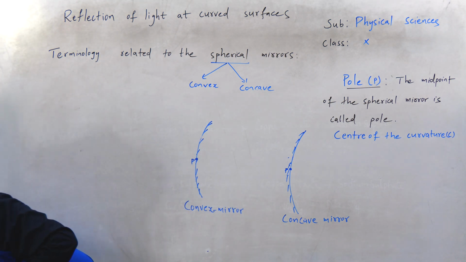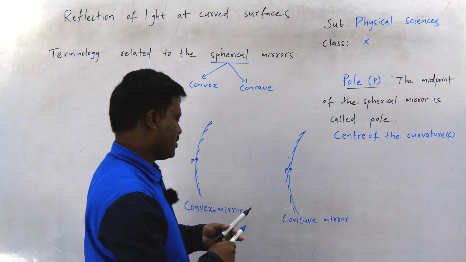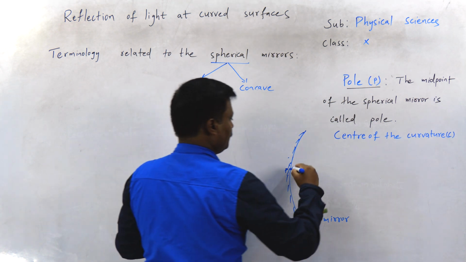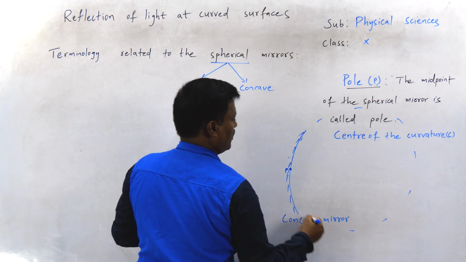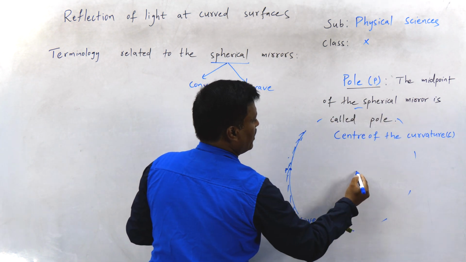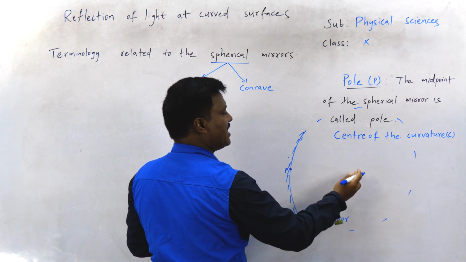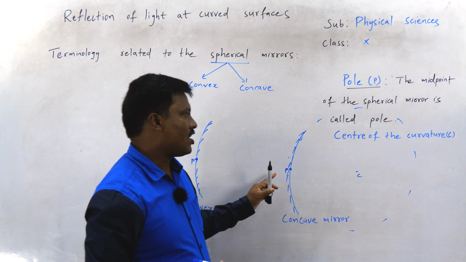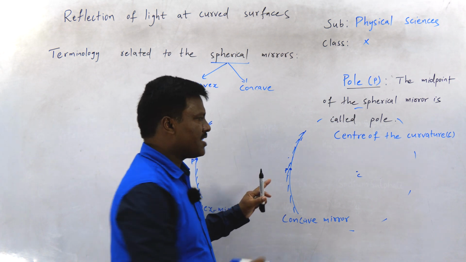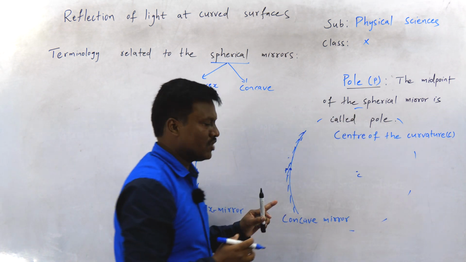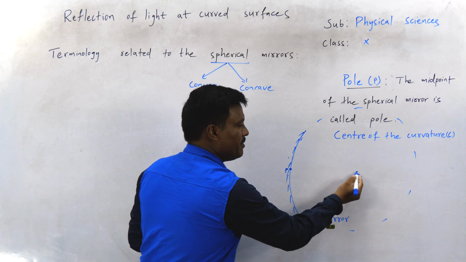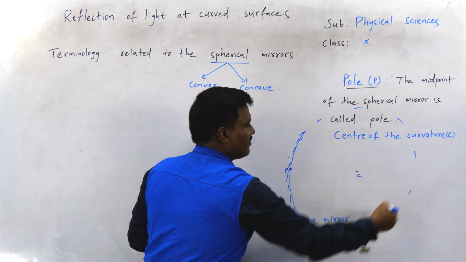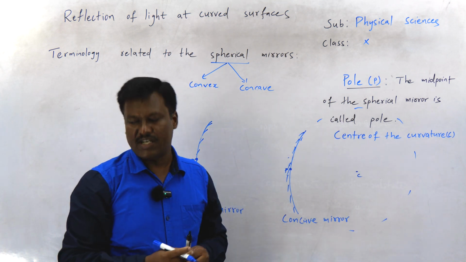Now I will denote those with the help of the diagram. See, this is a sphere. So it has a center. The center of the sphere is called center of the curvature. Actually, this convex mirror and concave mirror are the parts of the spheres only, no? So it is a part of the sphere. So the center will be here. This is called center of the curvature. So how can you understand that?